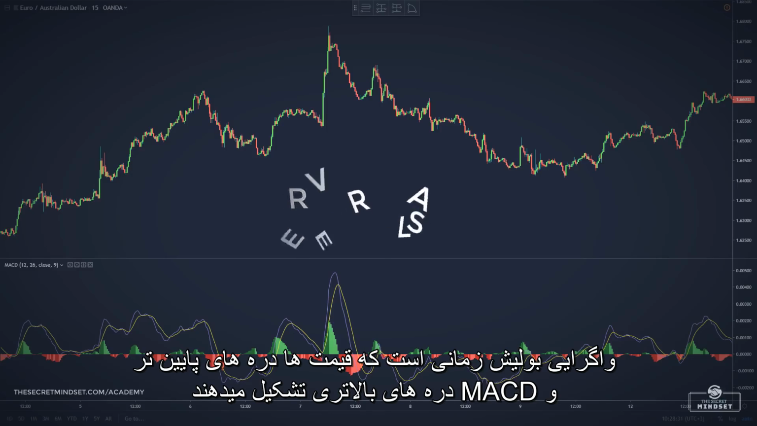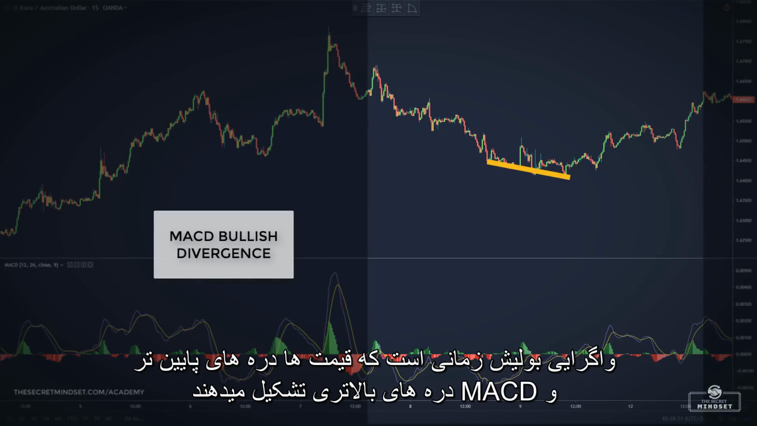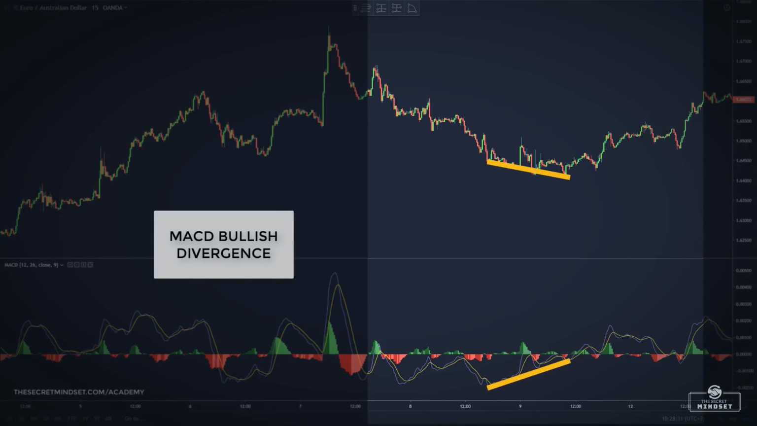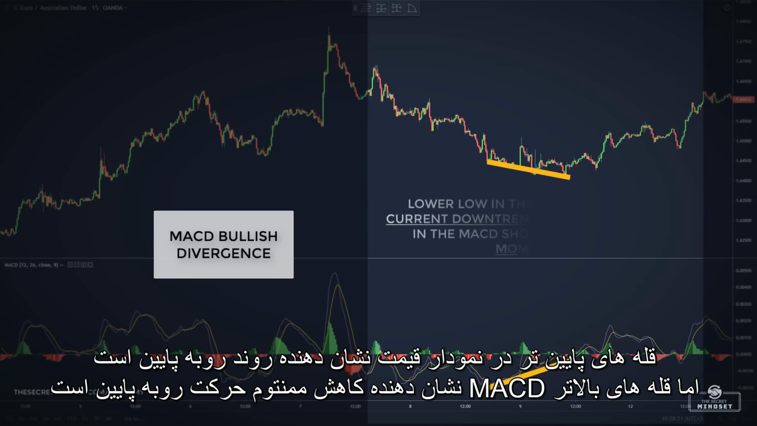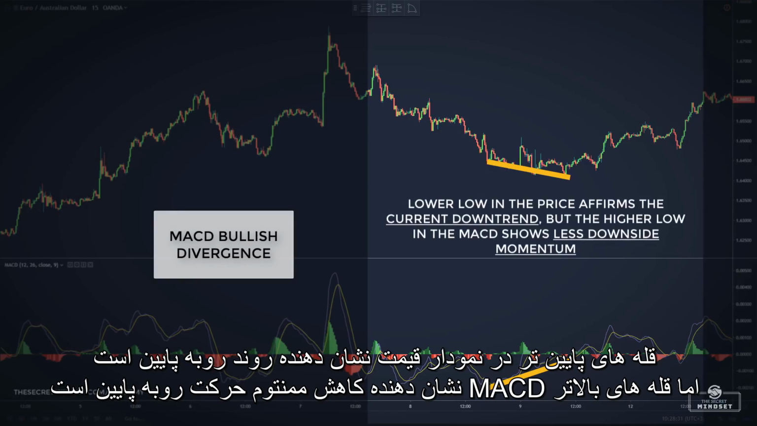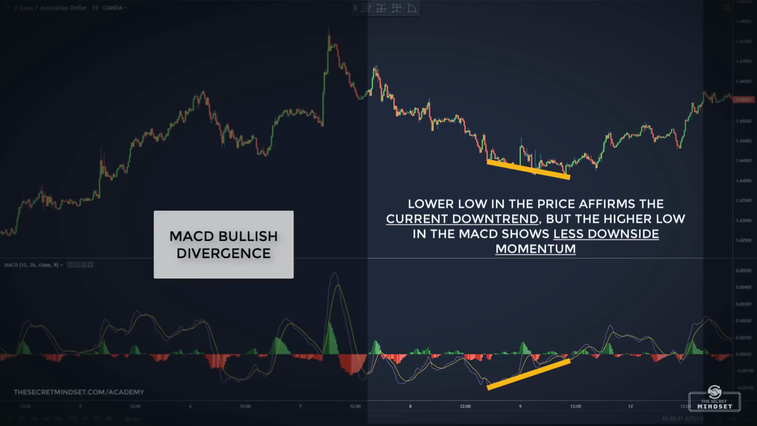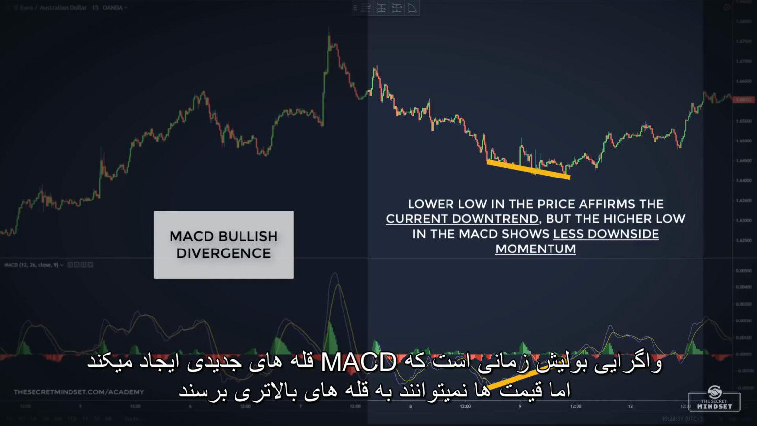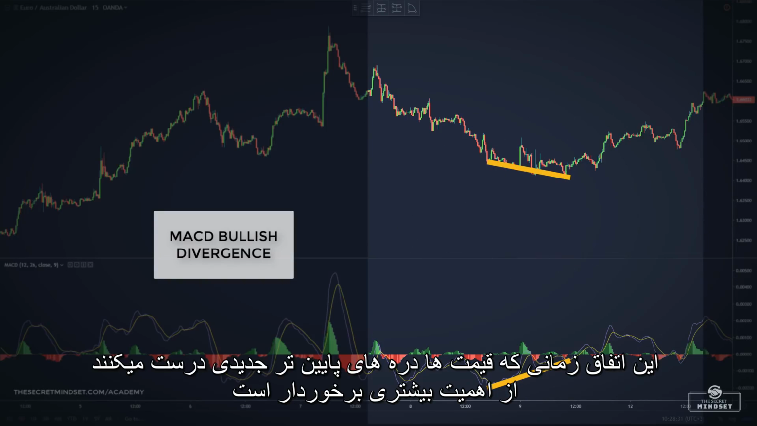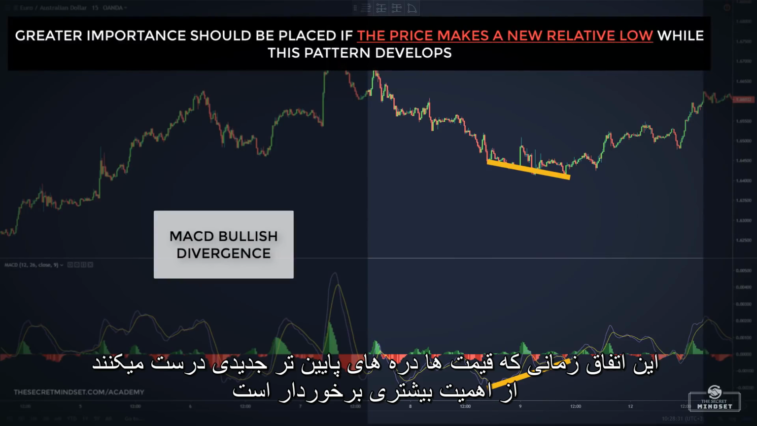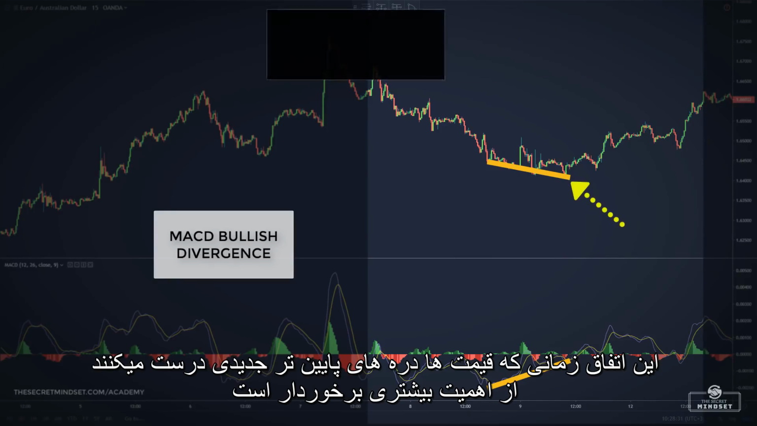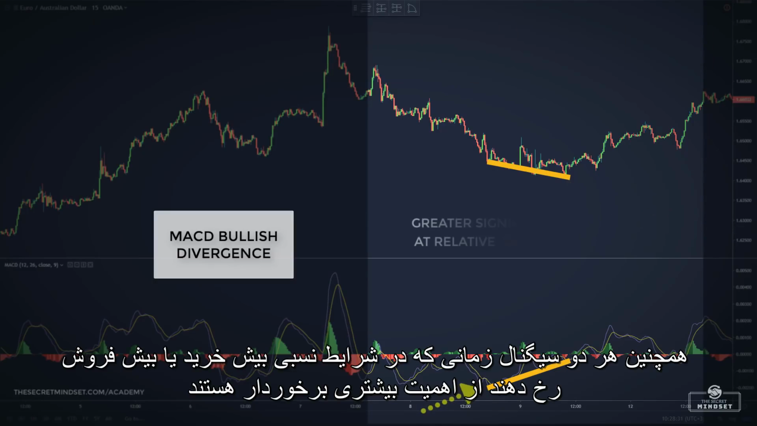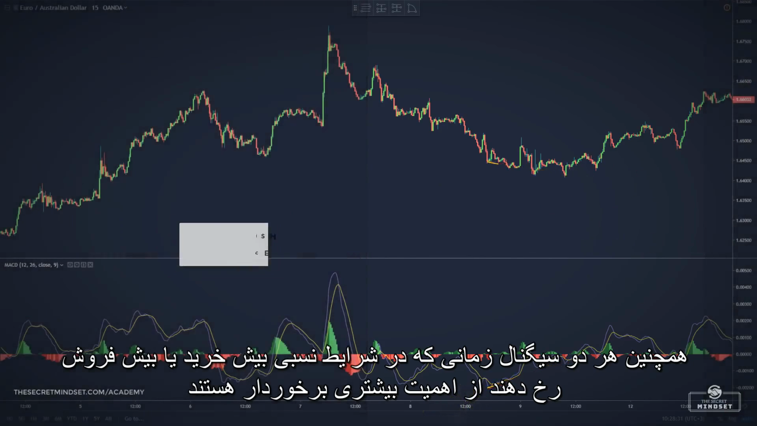A bullish divergence forms when a price records a lower low, and the MACD forms a higher low. The lower low in the price affirms the current downtrend, while the higher low in the MACD shows less downside momentum. A bearish divergence takes place when the MACD is making new highs, even though prices fail to reach new highs. Greater importance should be placed if the price makes a new relative low while this pattern develops. Furthermore, both signals carry greater significance if they occur at relative overbought or oversold levels.